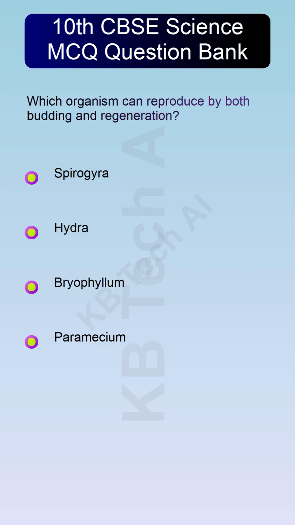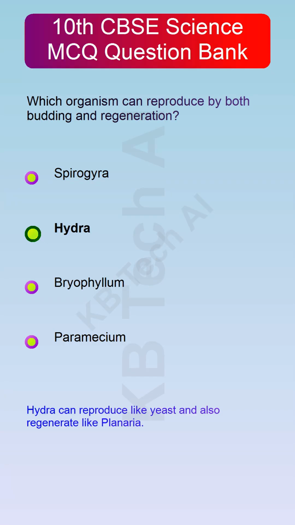Which organism can reproduce by both budding and regeneration? Option 1, Spirogyra. Option 2, Hydra. Option 3, Bryophyllum. Option 4, Paramecium. The answer is option 2, Hydra.